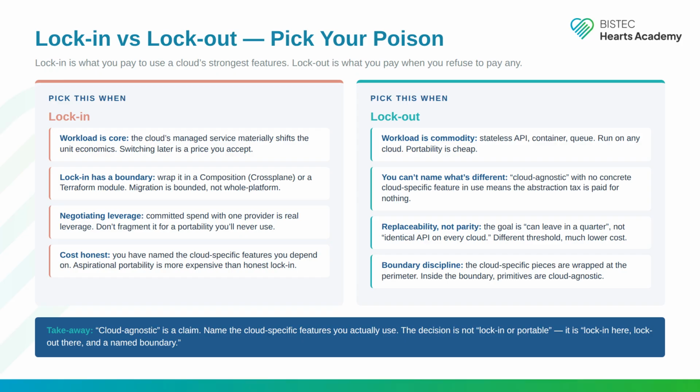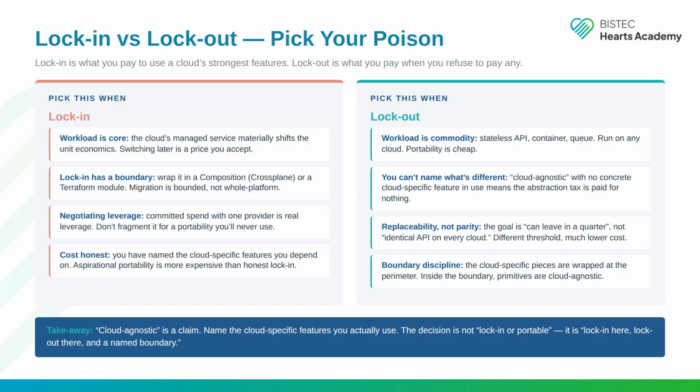Pick lock-in when the workload is core, the cloud's managed service materially shifts the unit economics, and switching later is a price you accept. Lock-in has a boundary. Wrap it in a composition or a Terraform module, so migration is bounded, not whole platform. You have negotiating leverage. Committed spend with one provider is real leverage. Do not fragment it for a portability you will never use. And the lock-in is cost-honest. You have named the cloud-specific features you depend on, and the price of the lock-in is lower than the price of the abstraction tax.